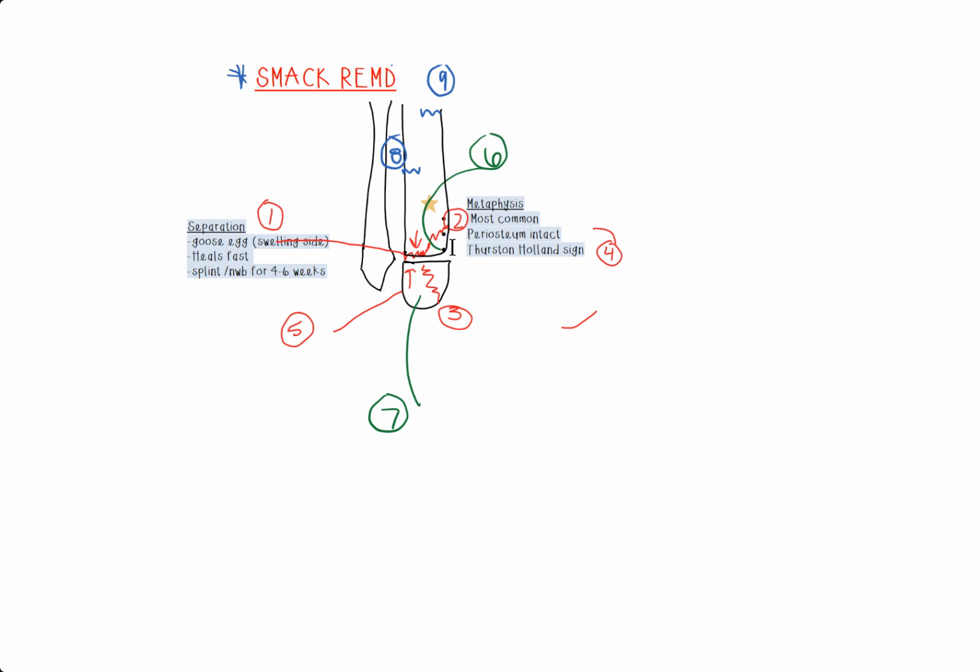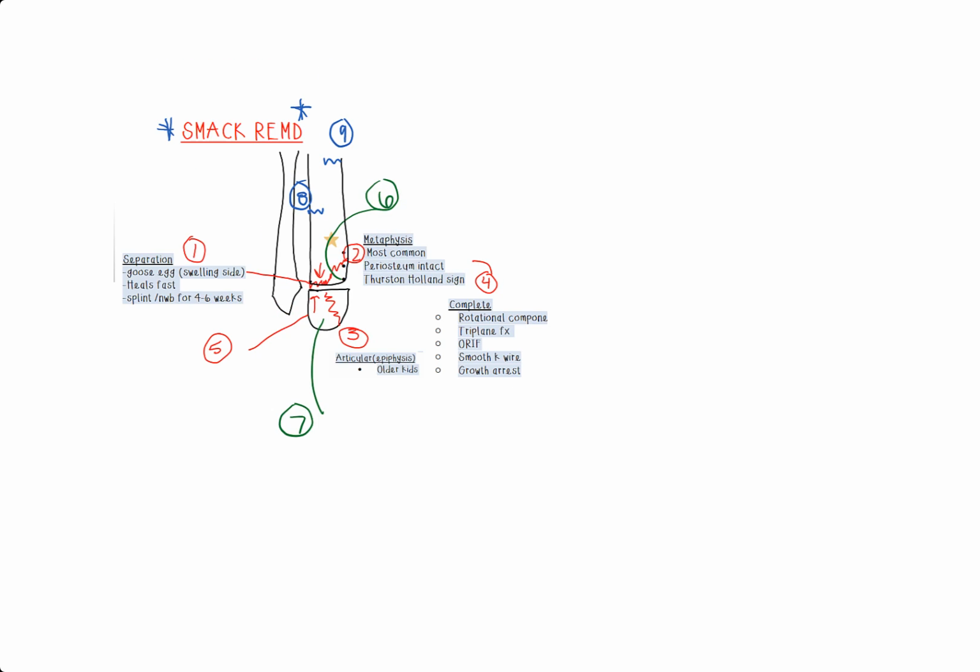So then we have Salter-Harris number 2. Also, the M in SMACK is metaphysis. This is the most common one. Remember, the periosteum is still intact for this one. The high yield thing is talking about the sign, the Thurston-Holland sign, which I think of as some sort of Christmas tree, like a right angle, like a corner. Don't forget it, because they love it.